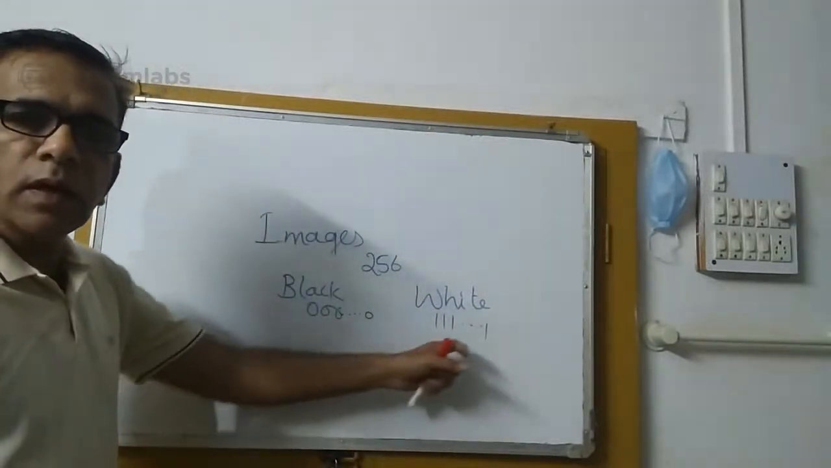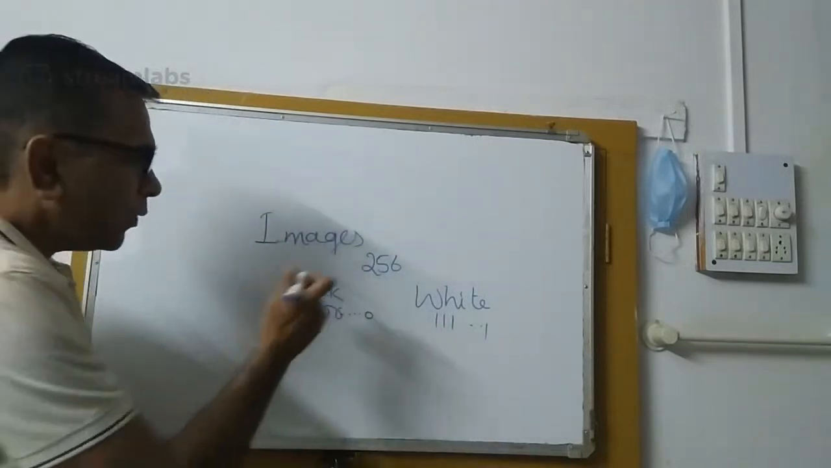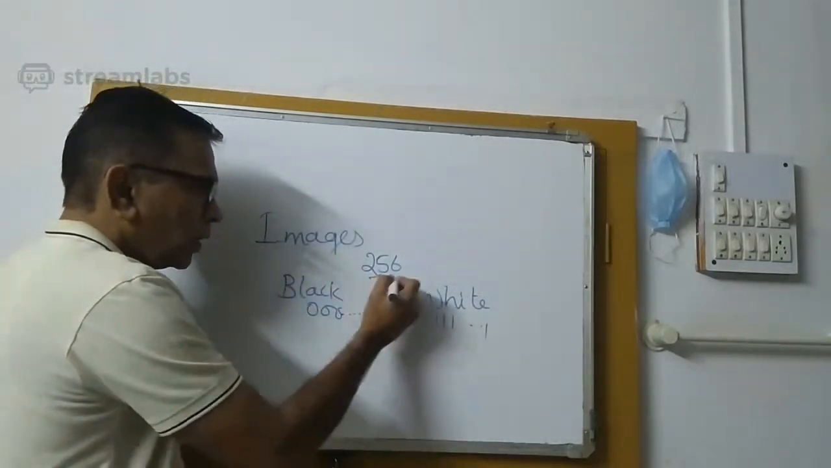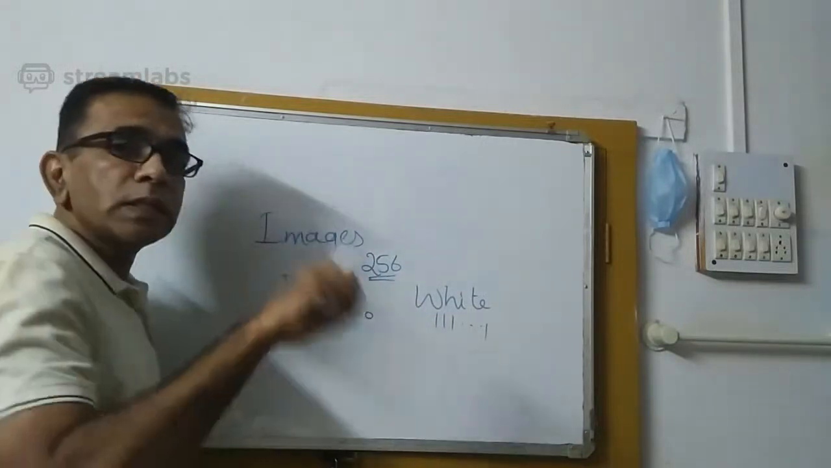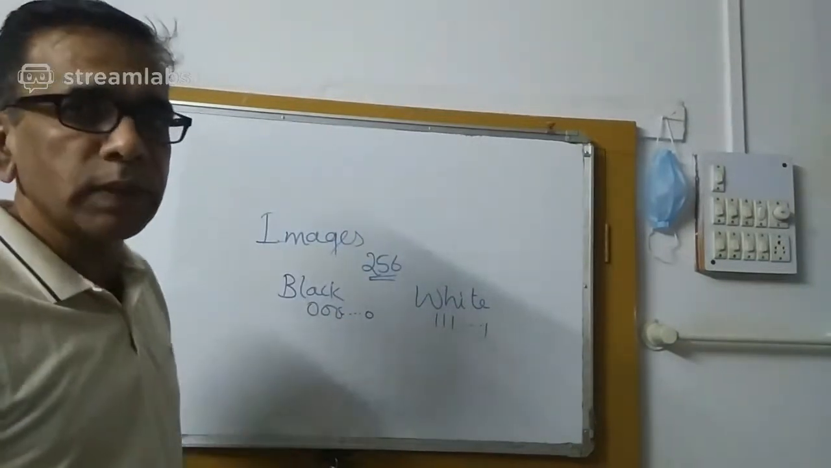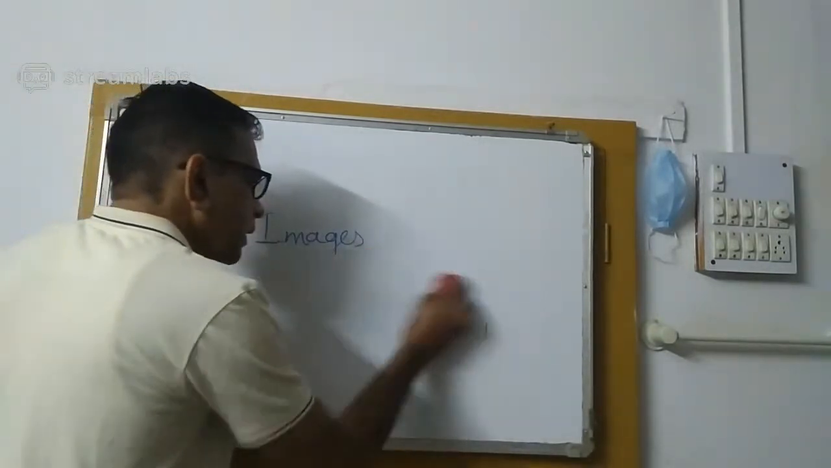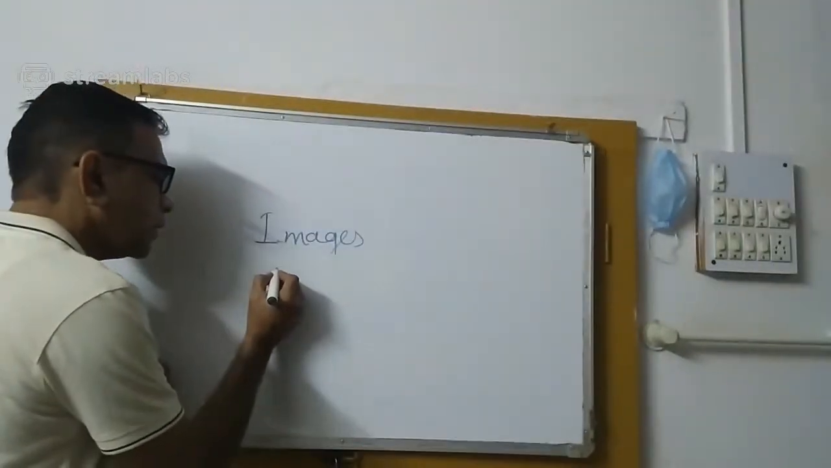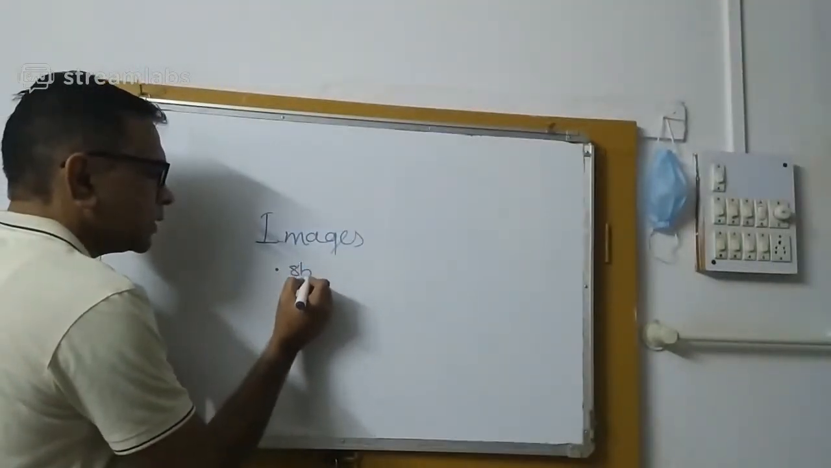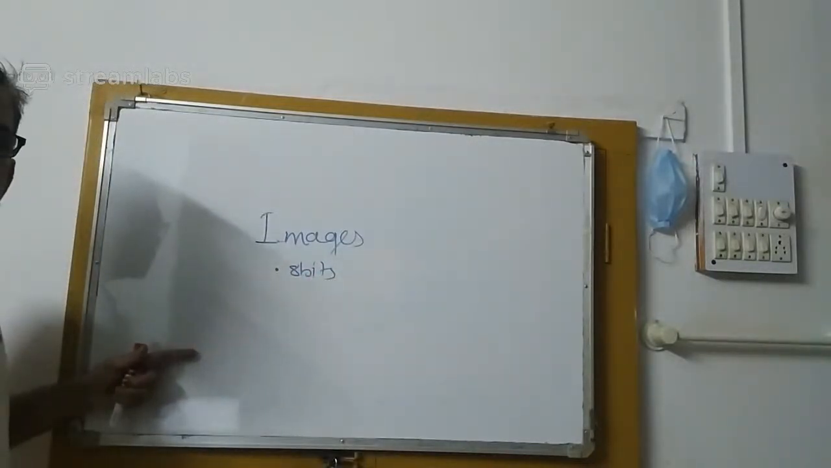Starts with black, ends with white. Okay, so that means now it will decide how many shades we are talking about, and that decides how many bits are needed to represent each pixel. When I talk about a pixel in a grayscale image, it will be represented by 8 bits, because 8 bits give me 256 different values.